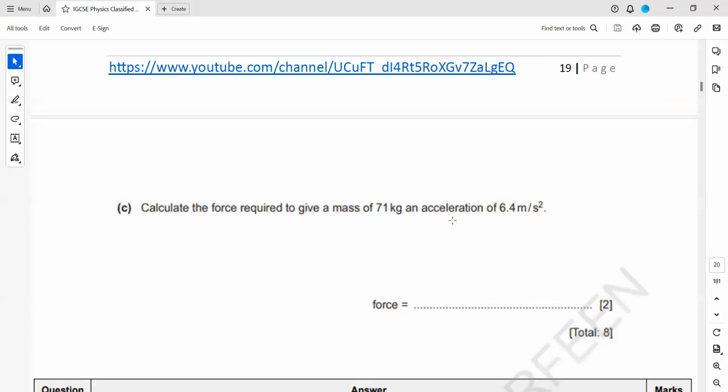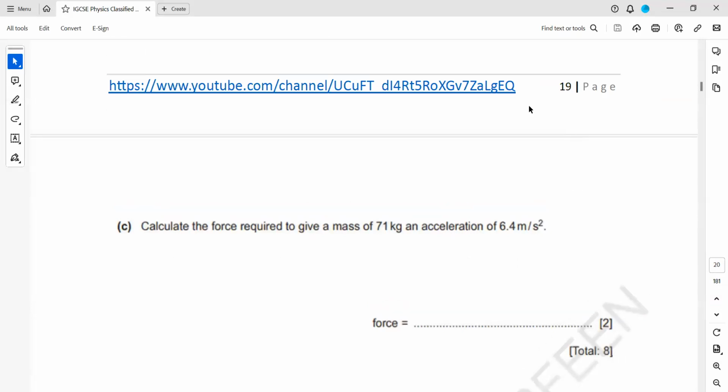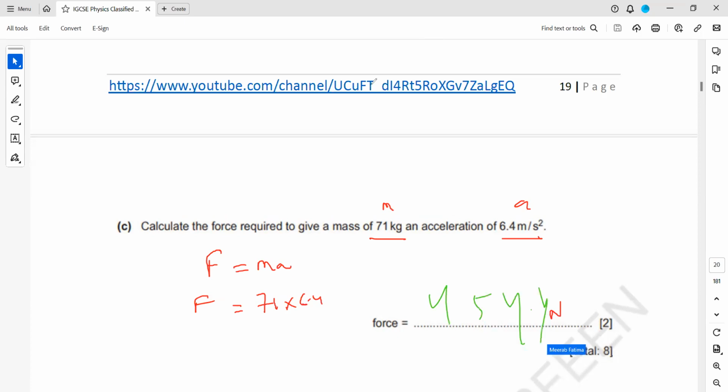Another example: calculate the force required to give a mass of 71 an acceleration of 6.4. We use the formula F equals ma. So the mass is 71 and the acceleration is 6.4. That will give us the force, 454.4. Whenever you write your answer, write it in 3 significant figures. So if it is 454.4, just write 454.